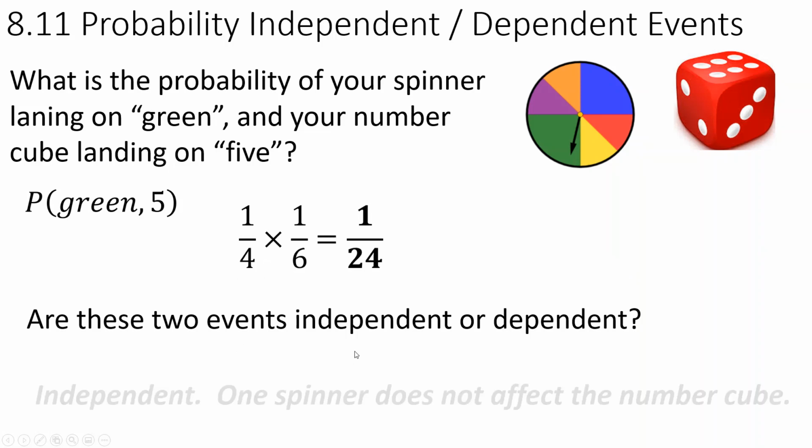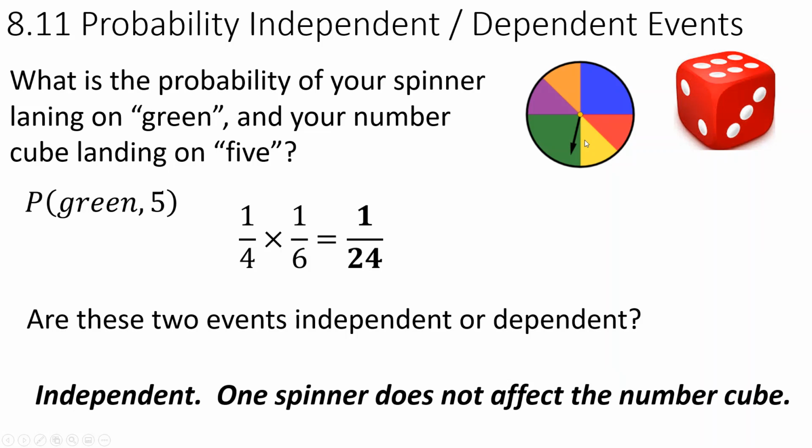These two events are independent of each other. The spinner has no effect on the number cube. We're going to move on.